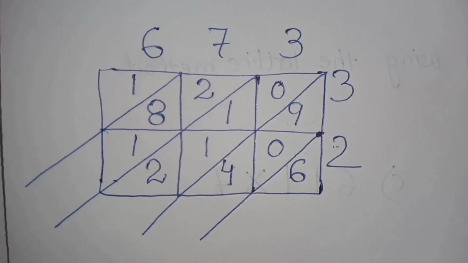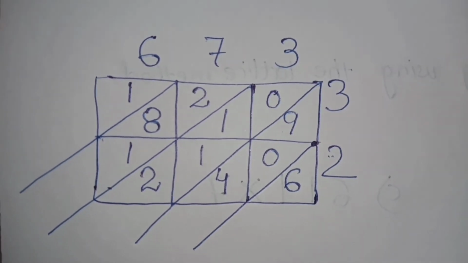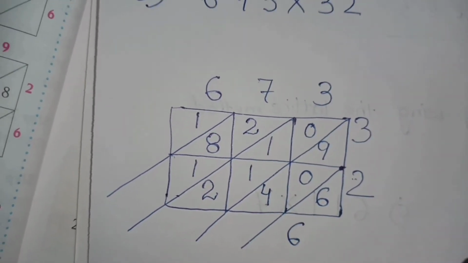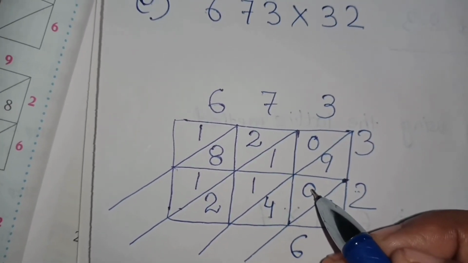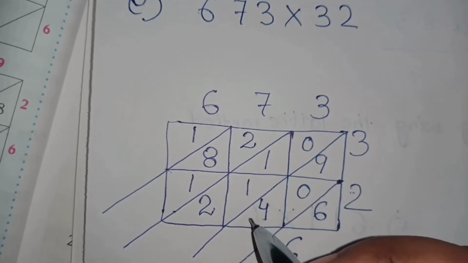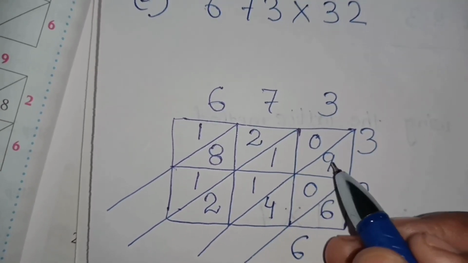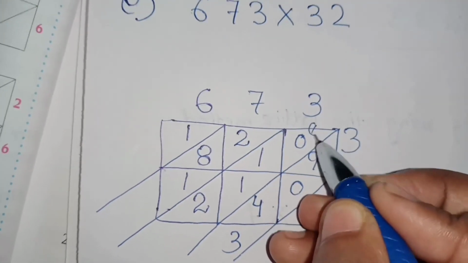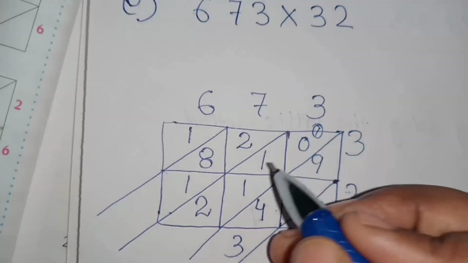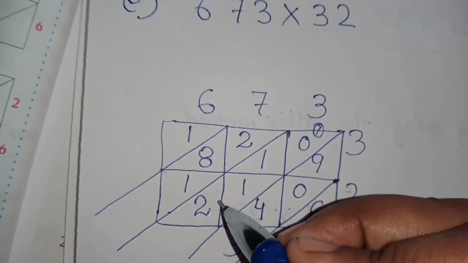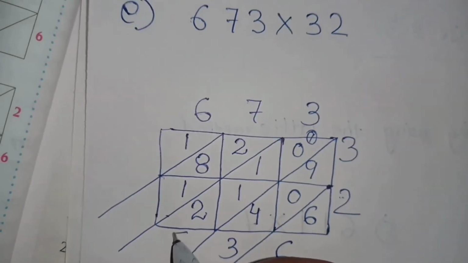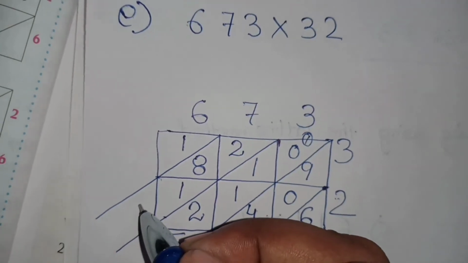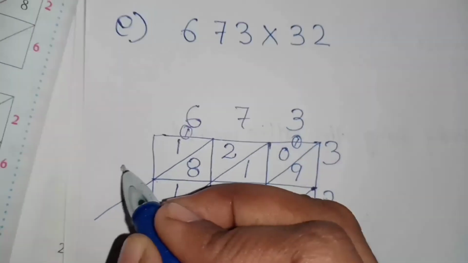Now what you have to do? We have to add. So now let's add this. In this triangle it is 6. Now 9 plus 0 is 9. And 9 plus 4 is how much? 13. 3 I will write here, 1 I will give carry over to this. So now let's add. This is 0, so 1 plus 1 is 2, 2 plus 2 is 4, 4 plus 1 is 5. Now 2 plus 8 is 10, 10 plus 1 is 11. So 1 I'll write here, 1 I will give carry, 1 plus 1 is 2.